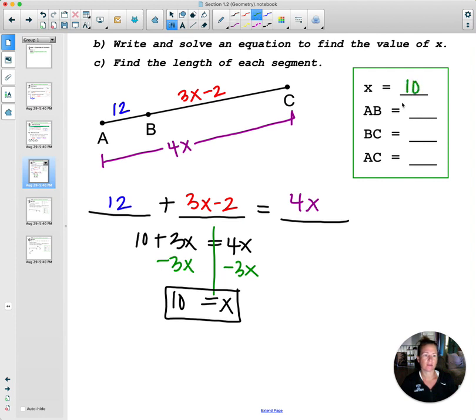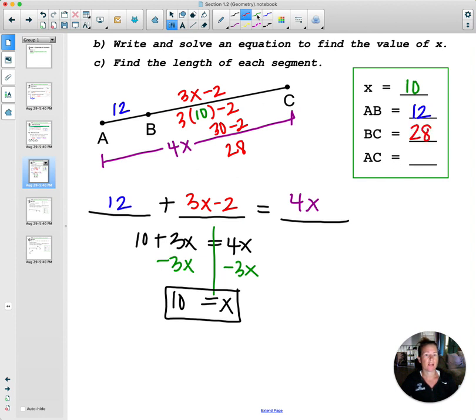So I'm just going to write that over here, because the final thing that we needed to do after finding x was find the length of each segment. So now that we know that x equals 10, we can go ahead and plug it into these to find the actual length. So for AB, they just gave us AB, so we know that one's 12. For BC, we can plug the 10 into the x. So we'll go 3 times x minus 2, so plug 10 in there. So 3 times 10 is 30. Minus 2 is 28 for the length of that one.